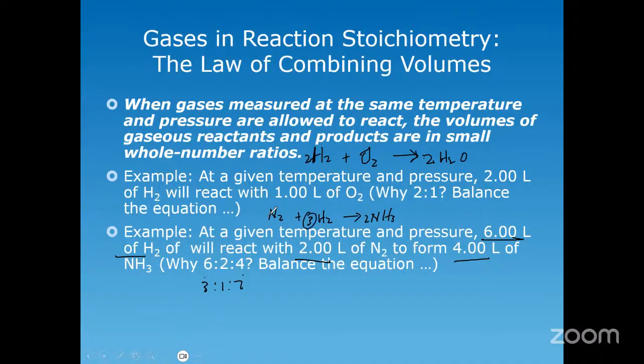3 volume units of hydrogen will react with 1 volume unit of nitrogen to give you 2 volume units of ammonia, right? So again, we see that this law works when it comes to gaseous reactions. And again, this law only works because the temperature and the pressures of all the gases involved are the same, right? Once that is true, then basically the volume ratios will be the same as the mole ratios.